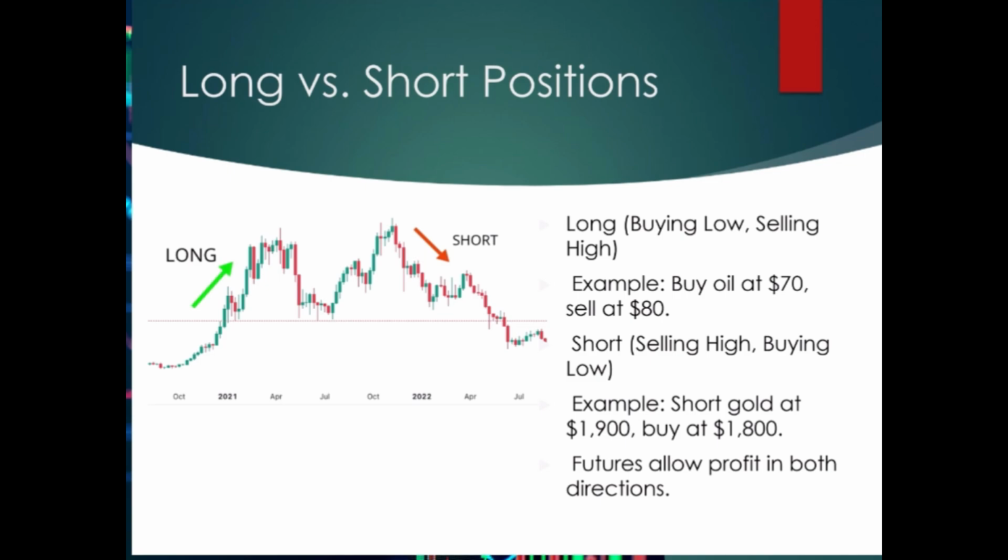Let me give you an example. Let's say gold is trading at $1,900 per ounce. You think it's about to drop, so you sell a futures contract at $1,900. Later, the price falls to $1,800. You buy it back and your profit is the $100 difference. This is called shorting, and it's how you profit when the market is dropping.